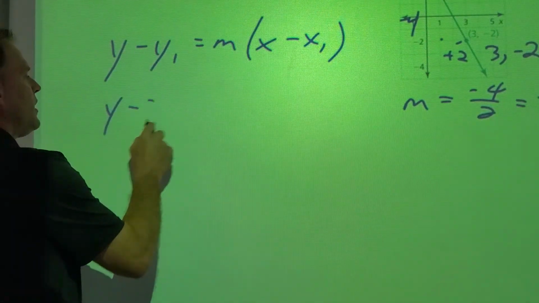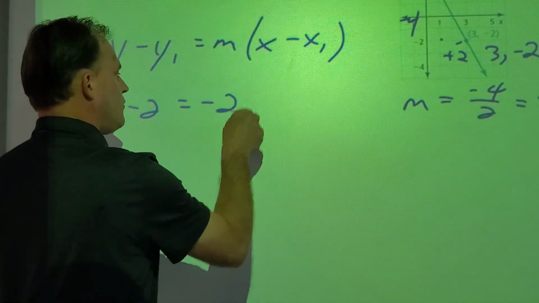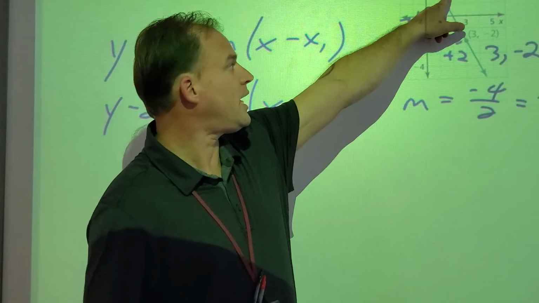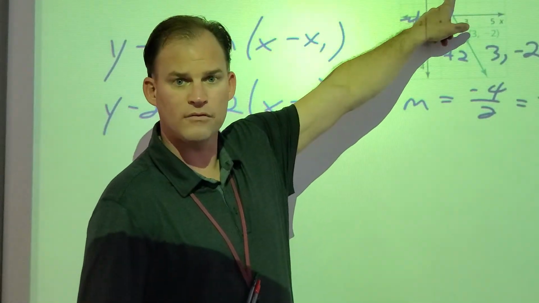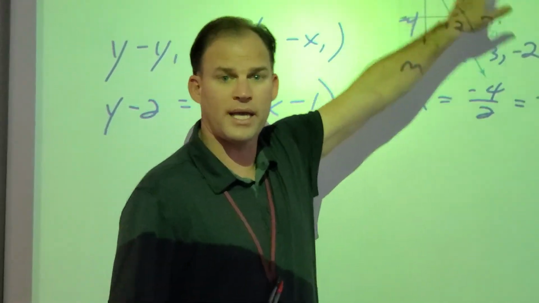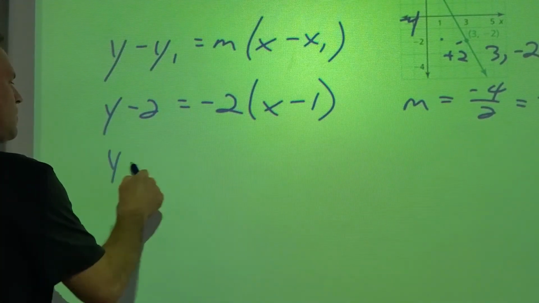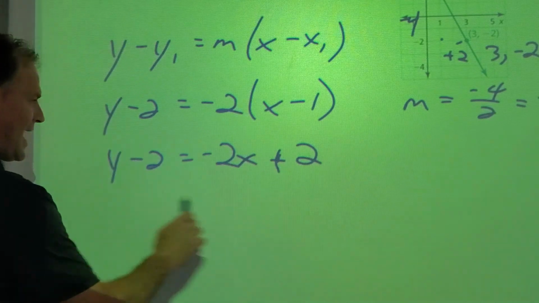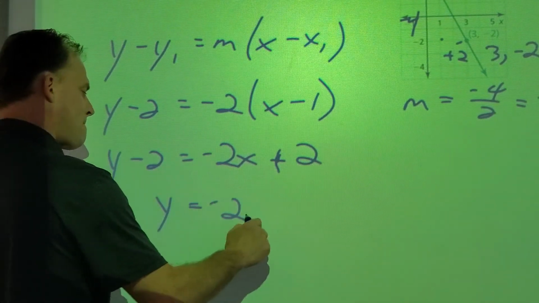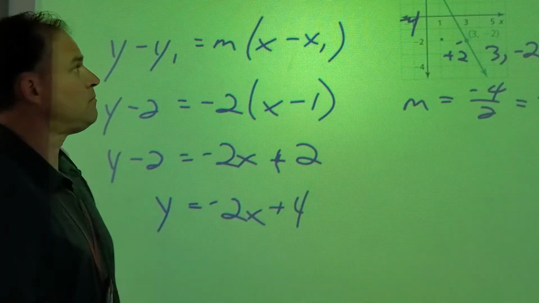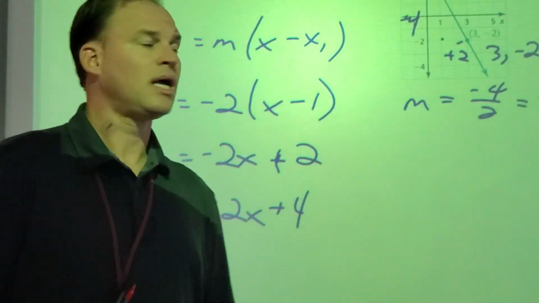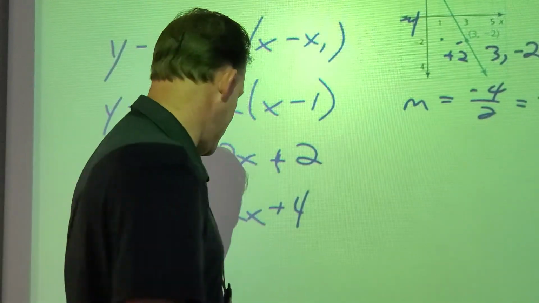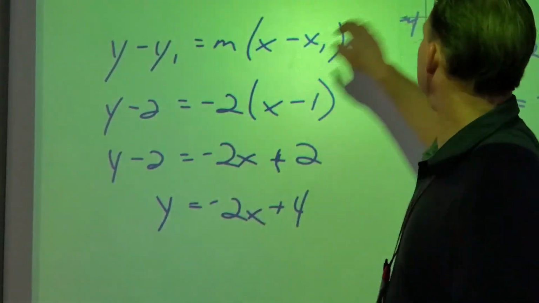So y minus 2, the slope is -2, x minus 1. Again, that information came from the point on the graph. The slope I had to figure out by counting. Then we do the same steps. Distribute. Add 2 to both sides. And I'm done. Same steps. I needed to do a little bit more work to find the slope here, but it's the same basic idea once I have the information.